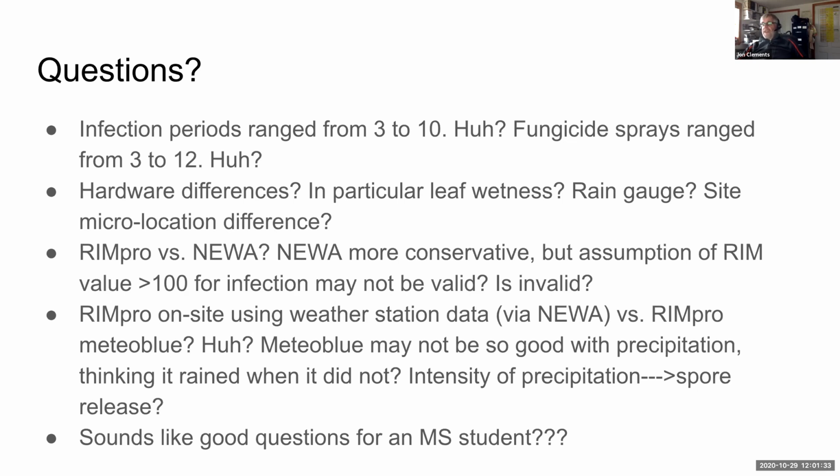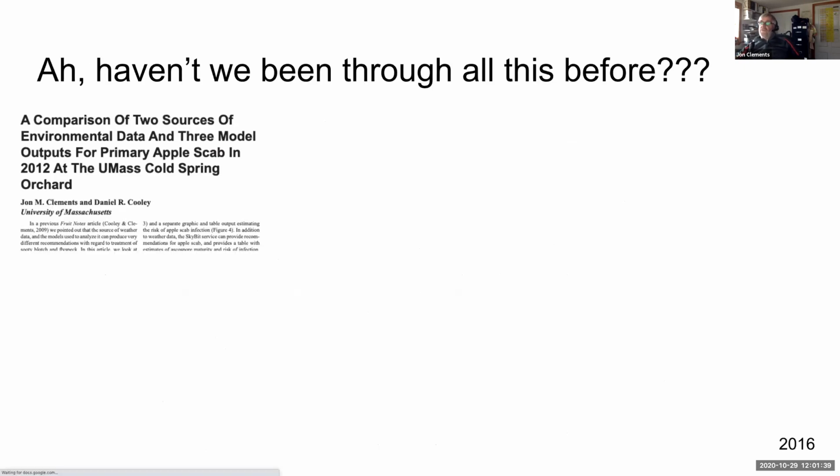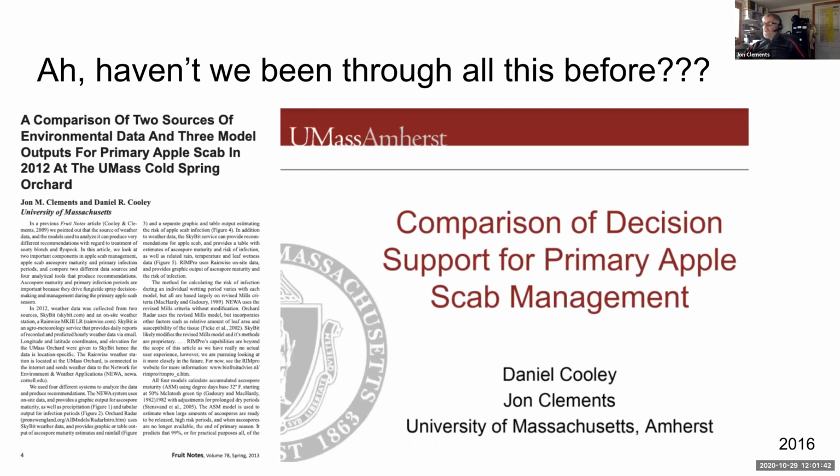I think digging into the data would be good questions for a master's student, not for me, and I'm going to quit doing this. Why? I don't know. We've been through this before. Back in 2016, we gave a talk during this very identical meeting comparing decision support systems for primary apple scab management. And then we actually published this in Fruit Notes, UMassFruitNotes.com. You can go look for spring 2013. Not sure, we probably had a couple different studies in there, but if you want some closer look at that, you can. So with that, that's my presentation.